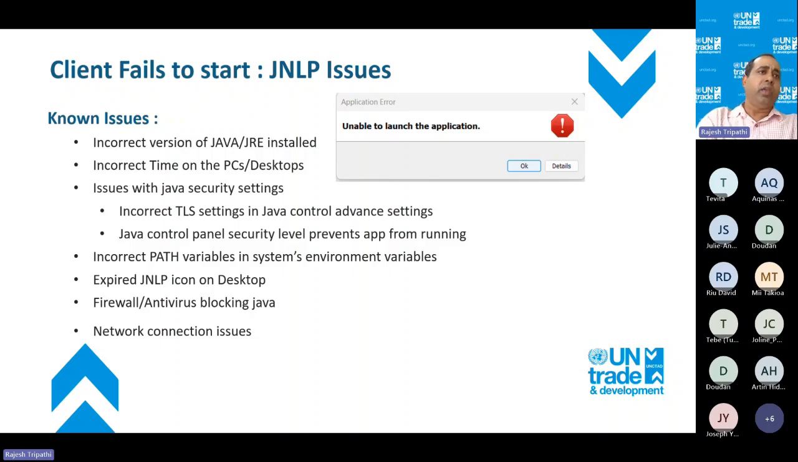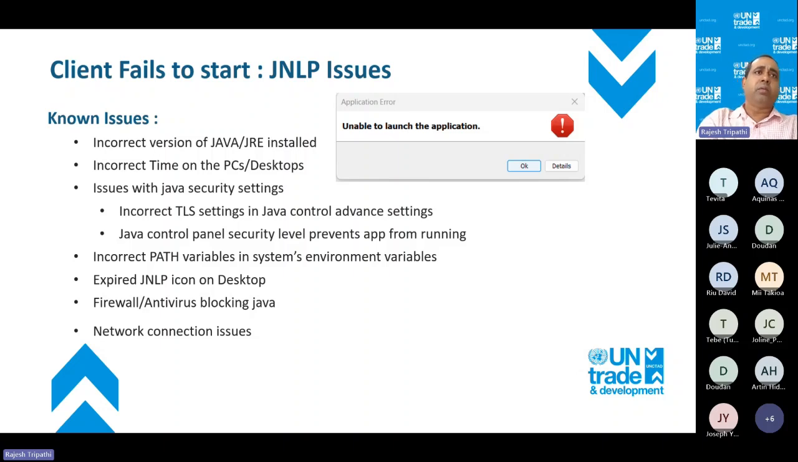Another issue that we see is Java security settings. Sometimes there is incorrect TLS settings in the Java. I will show you on my next slides what exactly I mean. This security settings actually prevents ASYCUDA app from running. Actually, it's not the ASYCUDA app, it's actually the JNLP trying to launch the network protocol.